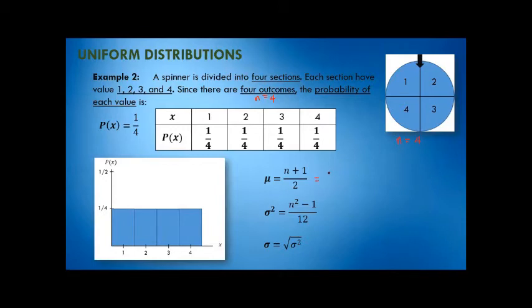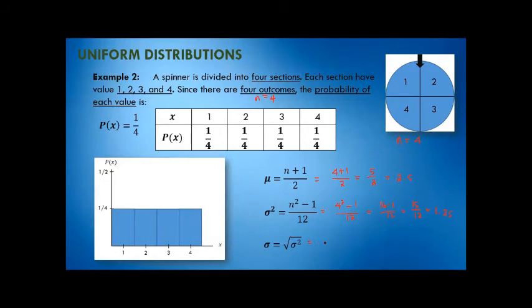So, let's substitute for the mean. We have 4 plus 1 divided by 2. That is 5/2, and that is 2.5. So that is the mean. For the variance, we have 4 squared minus 1 all over 12. This is 16 minus 1 over 12. That is 15 divided by 12, or in decimals, 1.25.